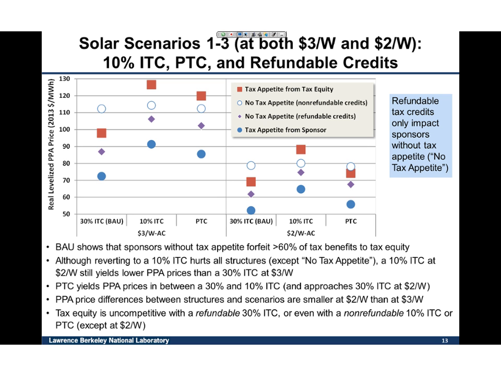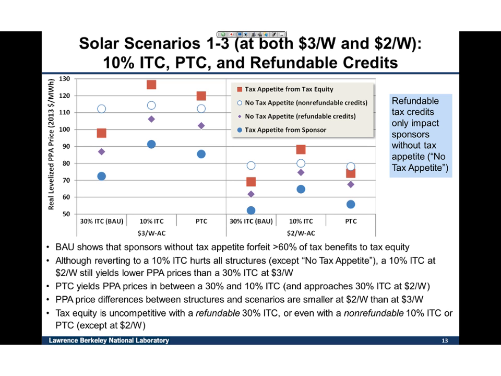In the second column, you can see that the reversion to a 10% ITC hurts all structures, except for maybe the no tax appetite structure. But it's also worth noting that a 10% ITC at $2 per watt still yields lower PPA prices than a 30% ITC at $3 per watt, suggesting that declining installed costs in future years could take some of the sting out of the reversion. That said, it's also important to note that this policy shift will literally happen overnight, while installed cost reductions obviously happen more gradually over time.